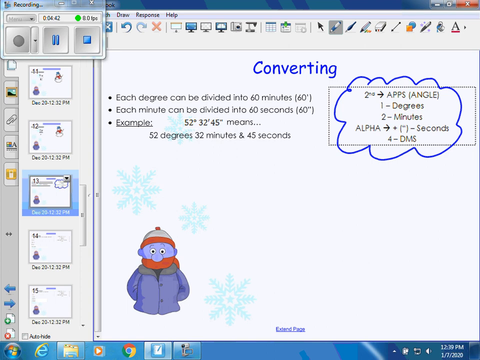So you're going to hit alpha, and then you're going to hit your quotations to give you seconds. And then 4 converts back to DMS.